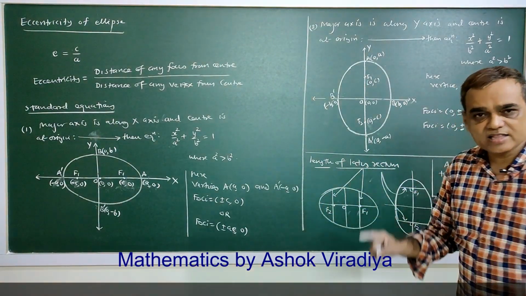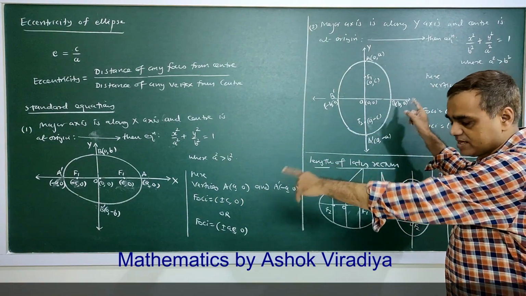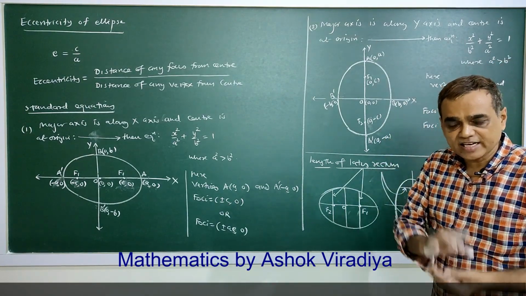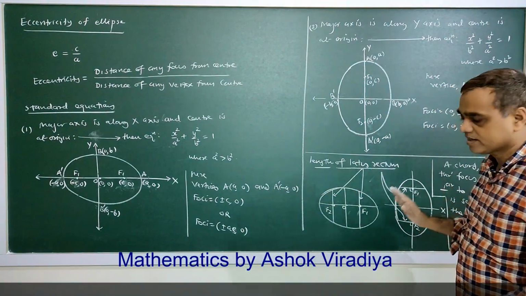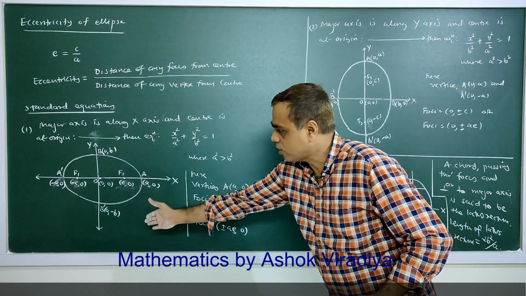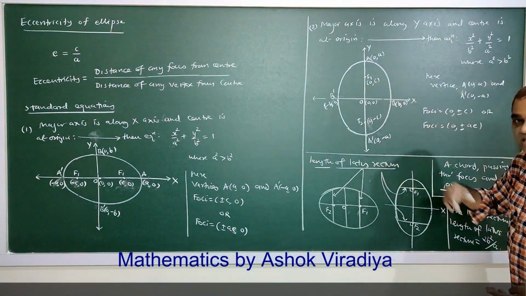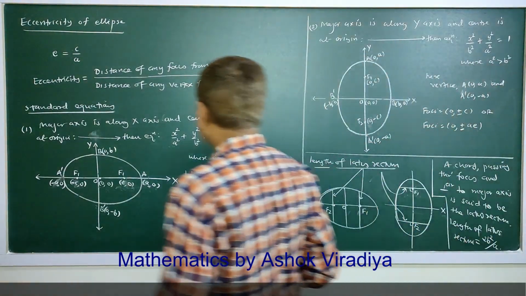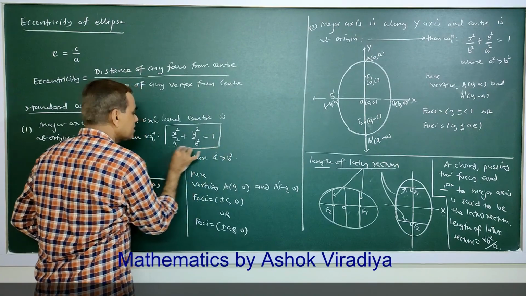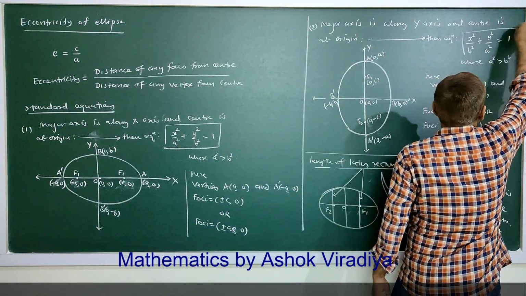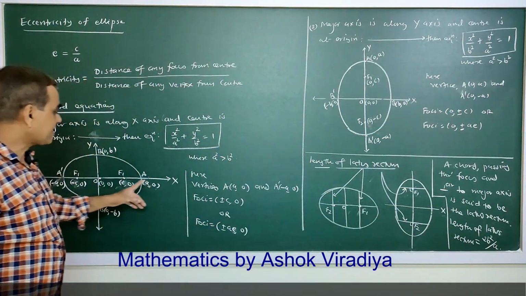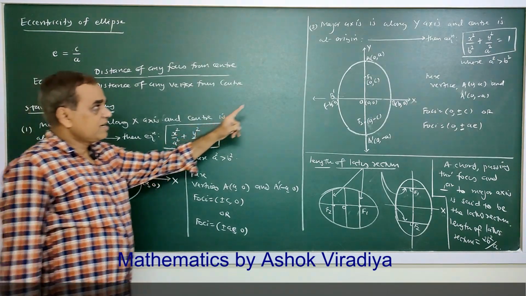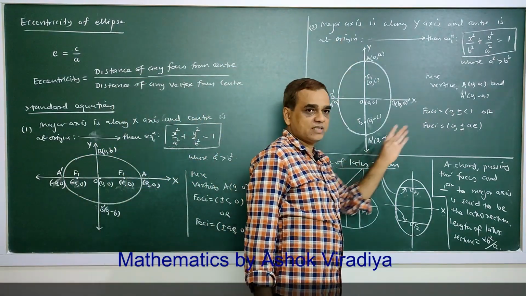In both the cases, length of major axis is 2a. In both the cases, length of minor axis is 2b. Distance between foci is 2c. Then coordinates depend upon whether the major axis lies along the x-axis or along the y-axis. Accordingly, we take the coordinates. So these equations are said to be standard equations. This is the first standard equation, this is the second standard equation. And look, what is the difference? If the major axis is along the x-axis, the denominator of x square is greater, which we call a square. And if the major axis is along the y-axis, this will be greater.